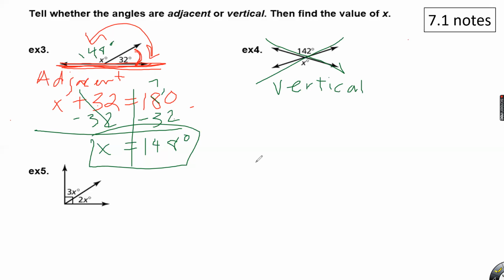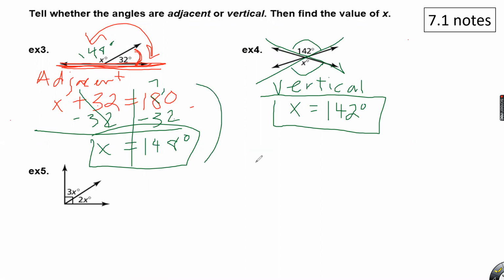So hopefully you remembered that vertical angles are the same if they're across from each other. And so since these two are across from each other, that means that x is going to equal 142 degrees. So there's nothing special we have to do. There's no math behind it. I guess there is math behind it, but you don't have to make an equation like we did over here. You just have to know that vertical angles equal the same thing as long as they're across from each other. And so that's going to be our answer for number 4.